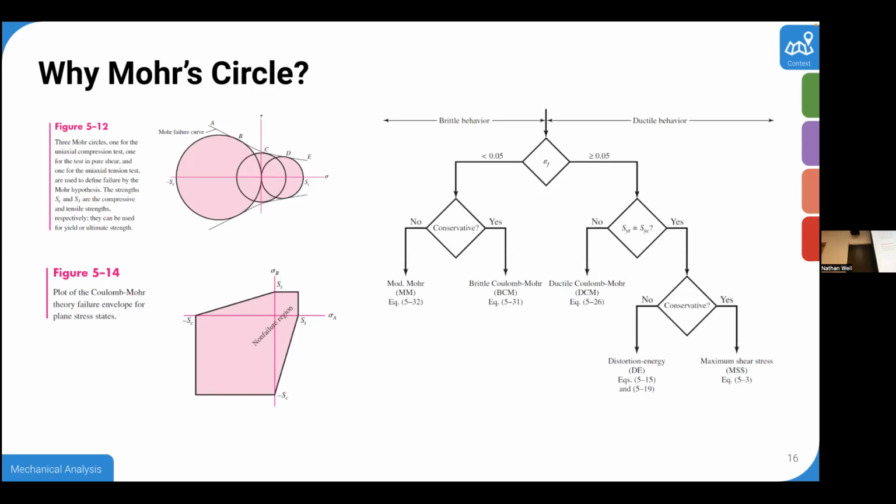And Mohr circle is a good stepping stone to get to that point, because a lot of these end up being graphical methods of understanding: am I in my failure regime or am I not in my failure regime? So I just wanted to throw that in there.